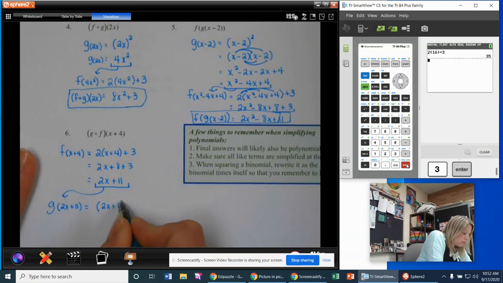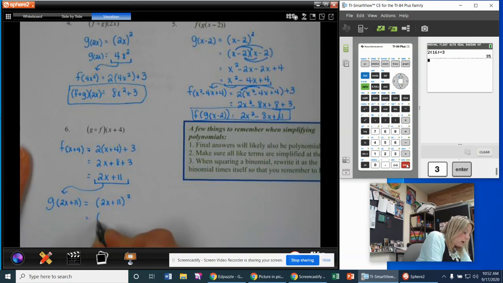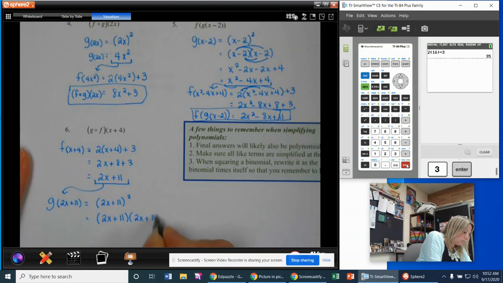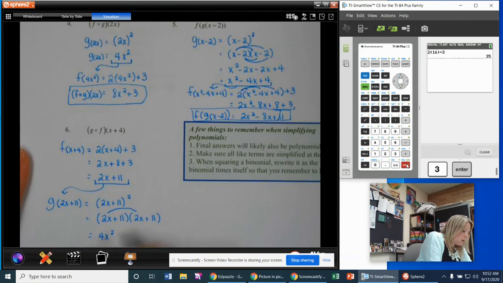2x plus 11 squared. So I'm writing a binomial squared. That means, again, I need to write it out as the binomial times itself. So I remember that this is a FOIL. And I FOIL. 2x times 2x is 4x squared. 2x times 11 is plus 22x. And that happens again in the middle here. And then at the end, 11 times 11 is 121. Combine like terms in the middle, I get 4x squared plus 44x plus 121 as my final polynomial.